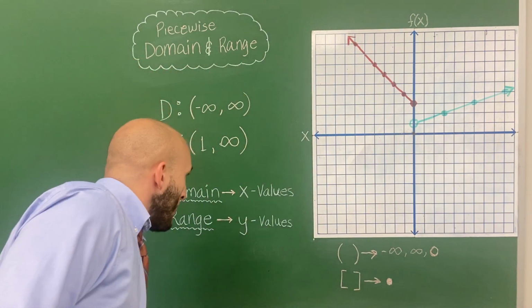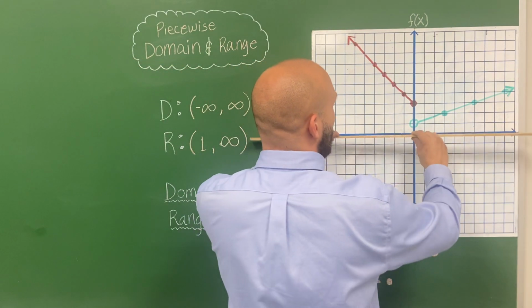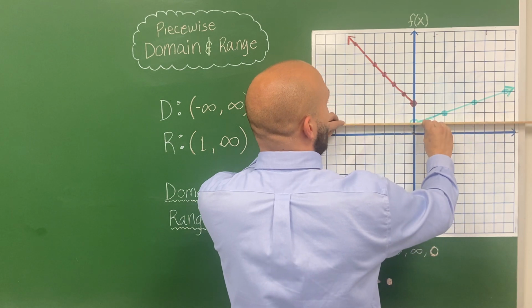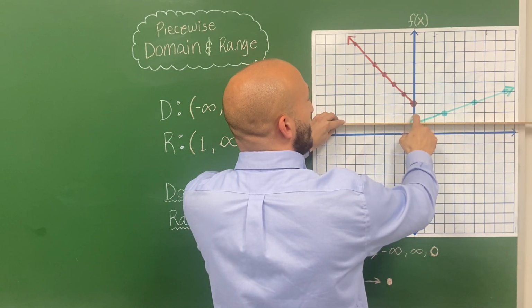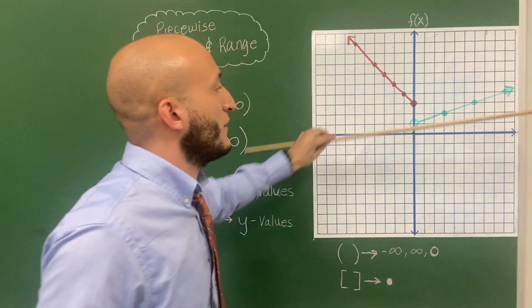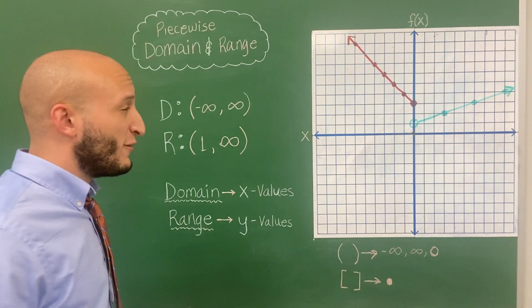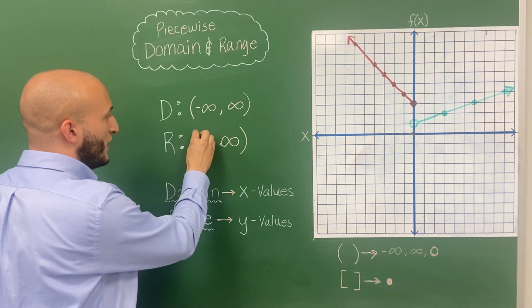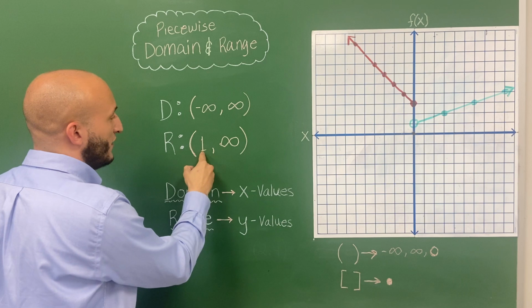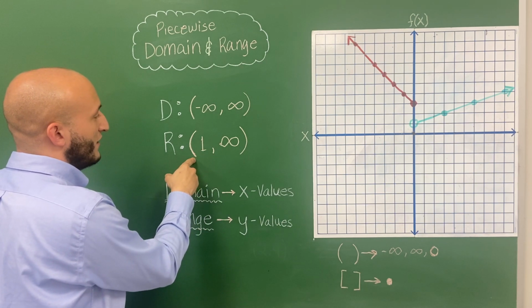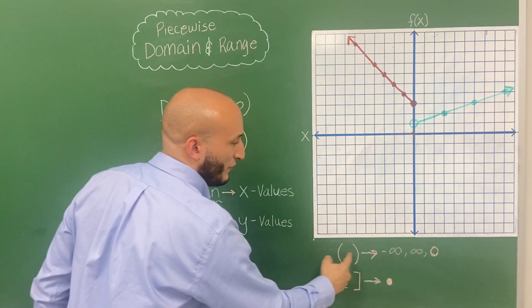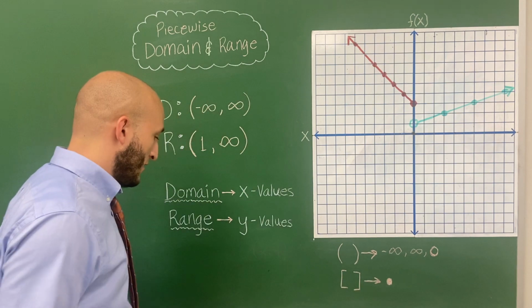Notice here, when I first started seeing values at y equals 1, I ran into an open dot at 1. Meaning it gets really close to 1 but never lands on 1. So that's why the 1 got a parentheses, because there was an open dot.